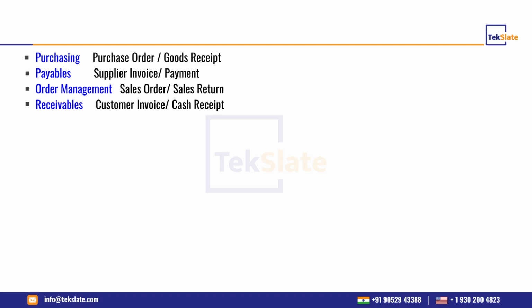Subsequently, through order management, what do we do? We book the sales. The item we buy from our supplier, we are going to sell the same product to our own customers. But how do you sell the product? We sell the product through order management. Order management is basically to sell the product.